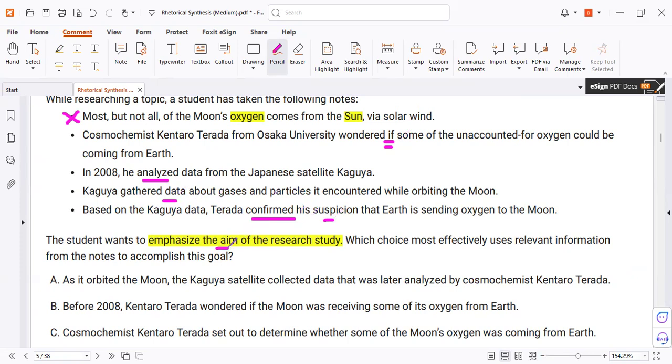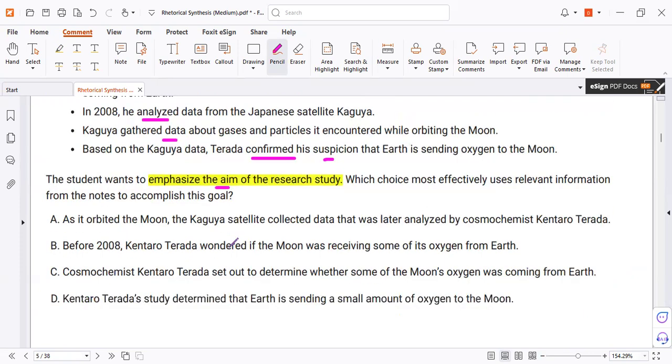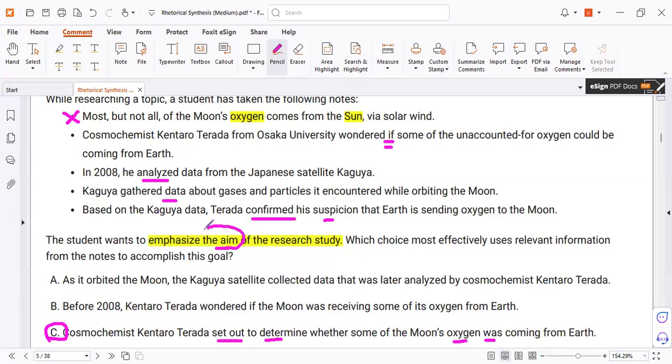We need only the aim. Where is the aim? Here. He set out to determine if some of the oxygen comes from Earth or not. So while I am reading, I'm looking for the question only. That's the problem. Now letter C is the best answer, right?